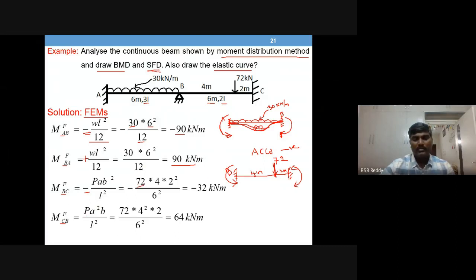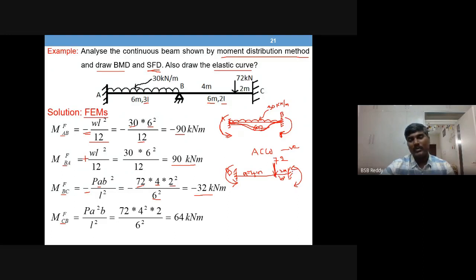P is 72 kN point load. A is equal to 4 meters, and B is equal to 2 meters. So the moment is Pab squared by L squared, where L is 6 meters, the total span. Six minus 4 gives 2.